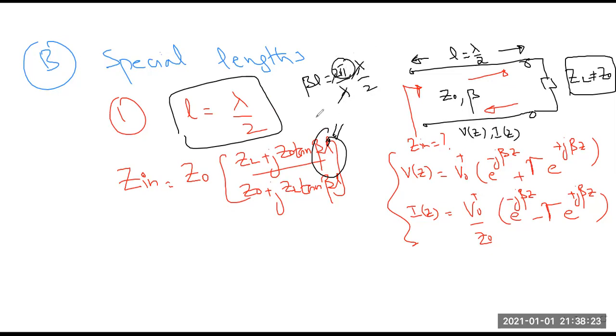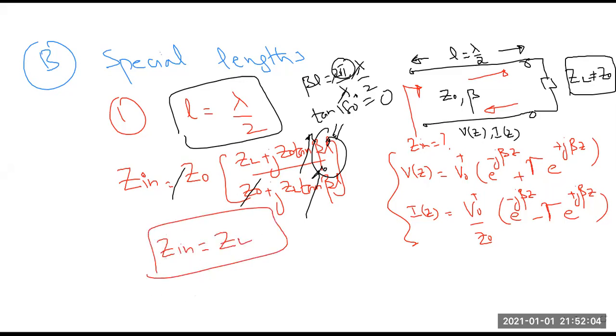So you will get beta L equal to pi. So you get tangent 180 degree is equal to 0. So tangent of 180 is 0. So this term will cancel out, this term will cancel out, this will cancel out. So what you will get? Z in is equal to ZL.